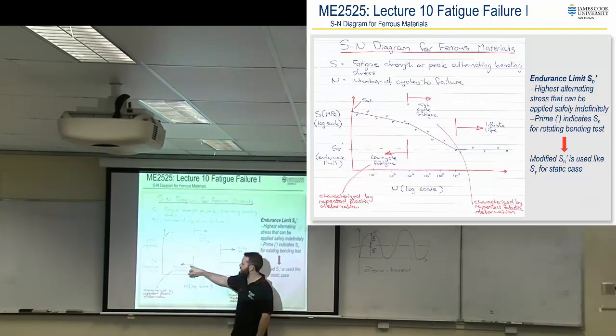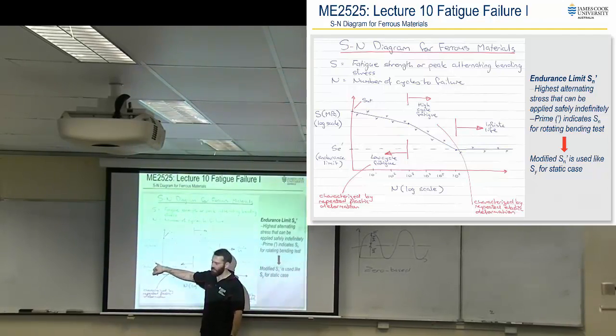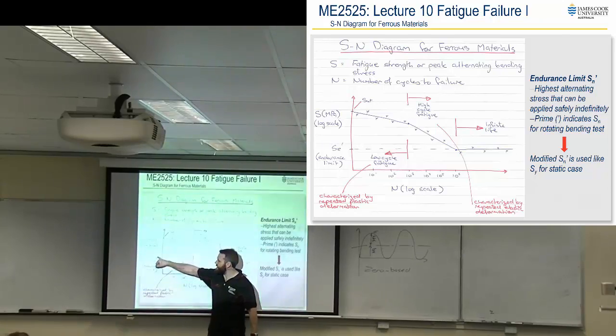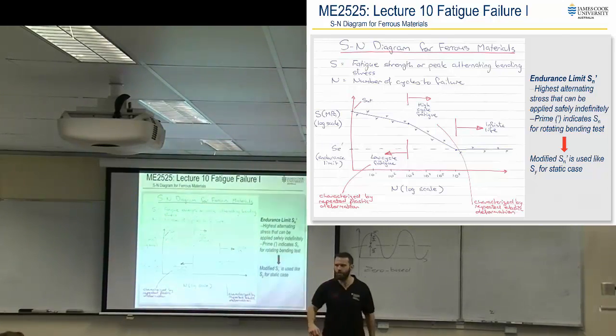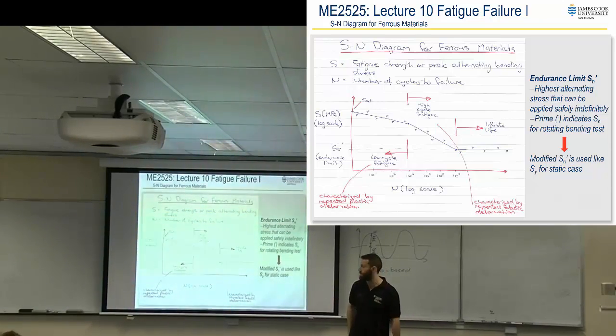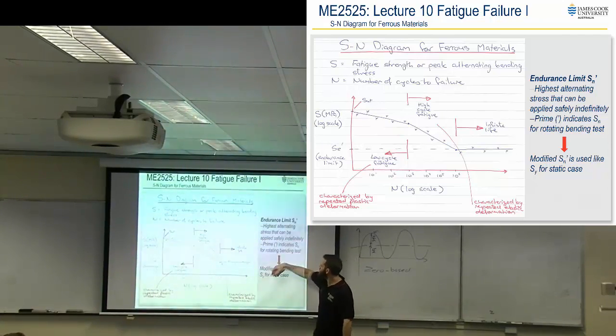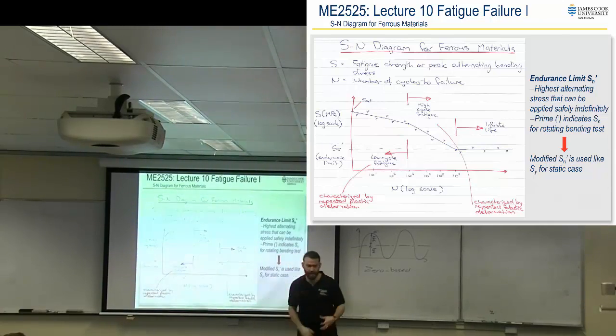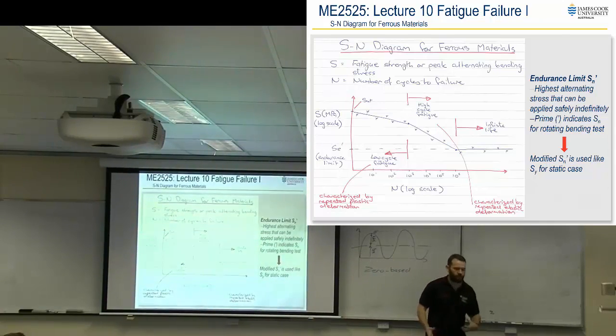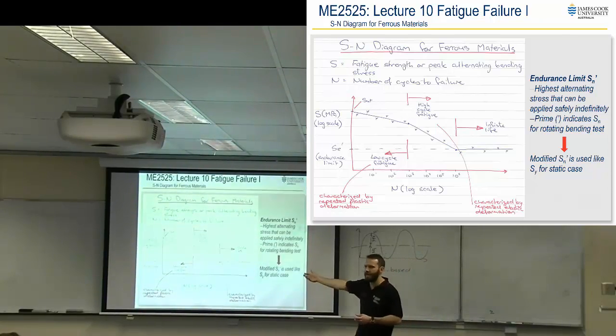And what we call that is either SE or SN, I think, the textbook uses, and dashed if it's from the RR Moore or rotating bending test. SE in the PDF that went up a couple of days ago, but I've just updated it. It doesn't matter. SE or SN is used depending on which textbook you use. But the endurance limit, SN dashed, generally indicates that it's from the bending test. And that's our characteristic value. So before we had SY, now we have SN.